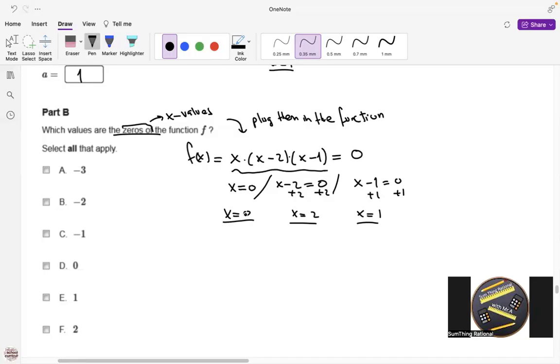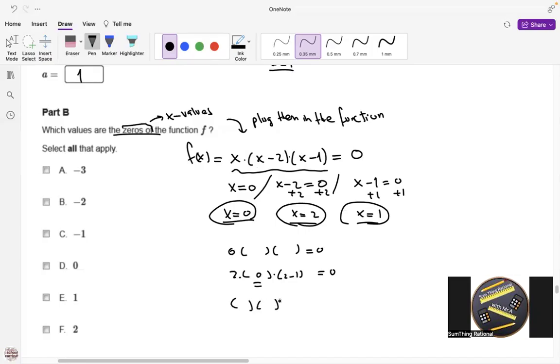What does it mean, three zeros? When I plug these numbers in place of x here, the result will be 0. For example, 0 times others will be 0. Or if I plug 2 here, 2 times this will be 0, because of this 0, every multiplication will result in 0 again. If you plug 1 here, whatever the other parentheses are is not important, but 1 minus 1 here will be 0. 0 times others will be 0 again, okay?